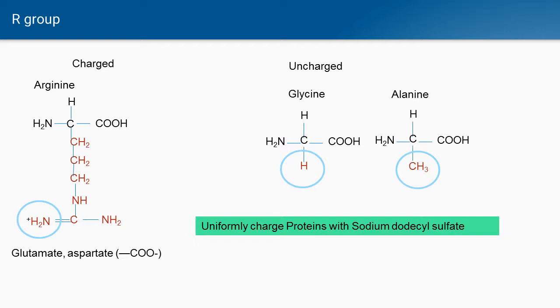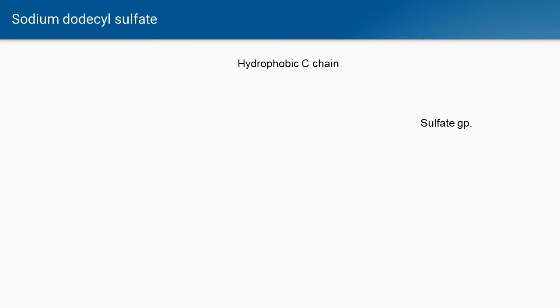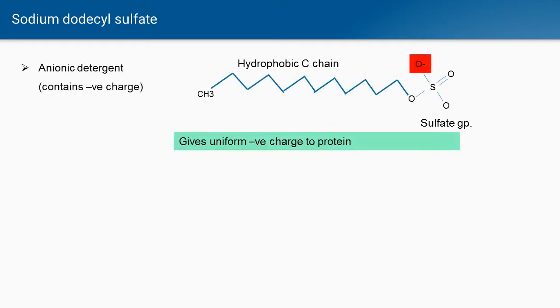So since a protein can have its own native charge and we have to run it through the gel between the electrodes, and we want to separate it according to its molecular weight, we have to uniformly charge the protein first, and we do this by using sodium dodecyl sulfate. Sodium dodecyl sulfate is an anionic detergent, means it contains a negative group. Here you can see the negatively charged oxygen group in the sulfate group. It has a hydrophobic chain which interacts with the protein and it gives a uniform negative charge to the proteins.